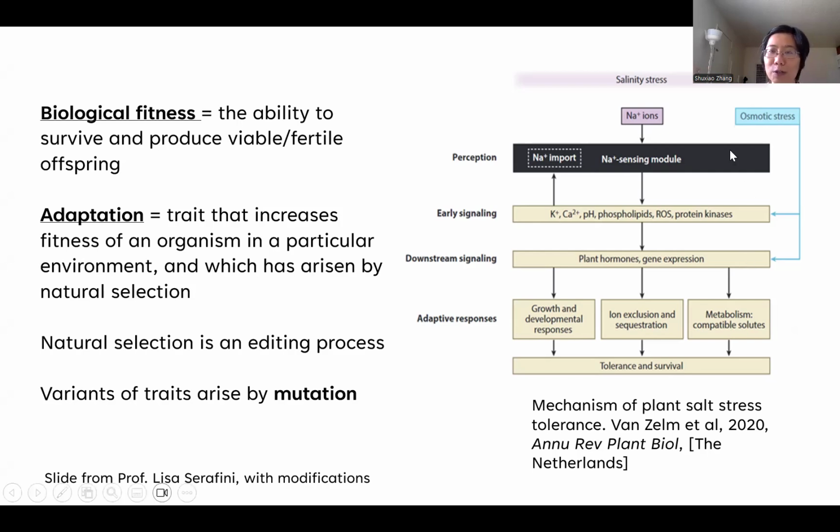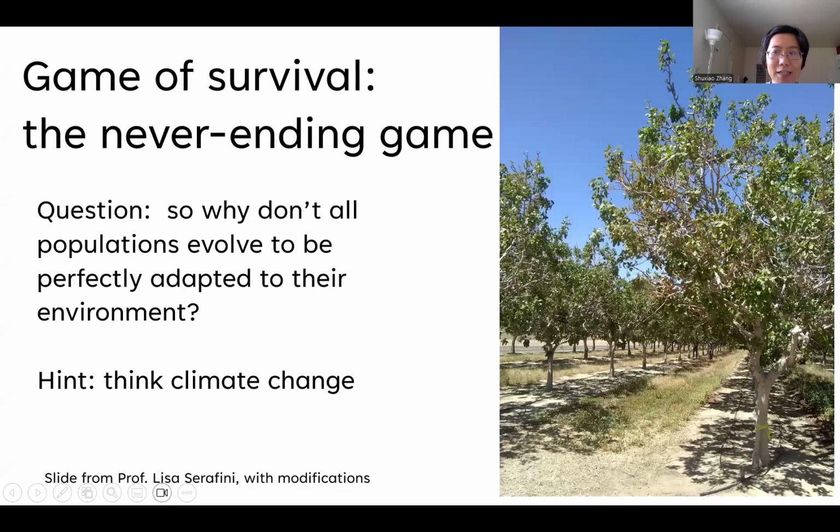And you can have salt tolerance as a trait for survival because salt stress is a really complex process. The plants can have variation in their ability to sense the salt stress, in their ability to sense throughout the plant that there is stress and to act on it. And then the plant can have adaptive response in terms of growth and development that can then come with tolerance and survival. And it is a never-ending game of survival, essentially.